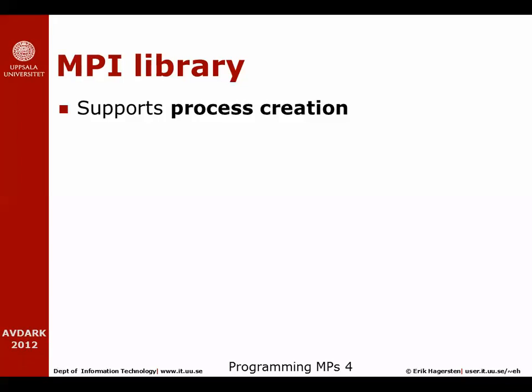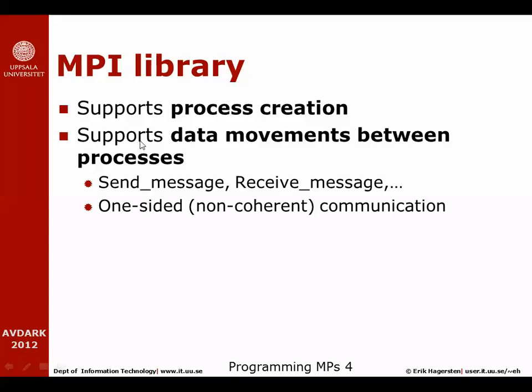I'm going to discuss a couple of different programming paradigms for creating parallel executions. The MPI library, Message Passing Interface library, is a standard that's been around since the beginning of the 90s. It supports parallel programming at the process level. So this library supports ways of creating new processes. It also supports different ways of moving data between the private memories of all these processes. And this is, for example, done by sending messages and receiving messages.